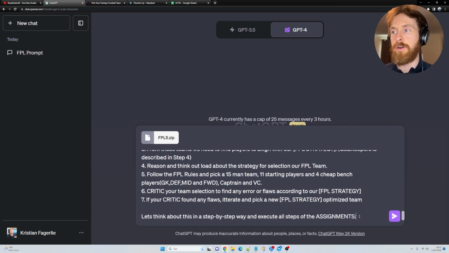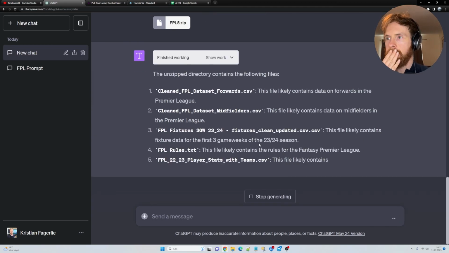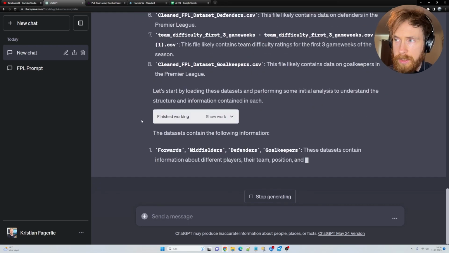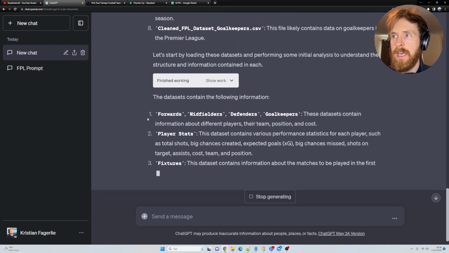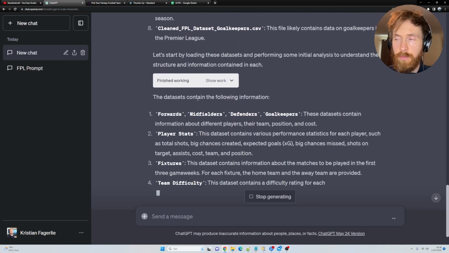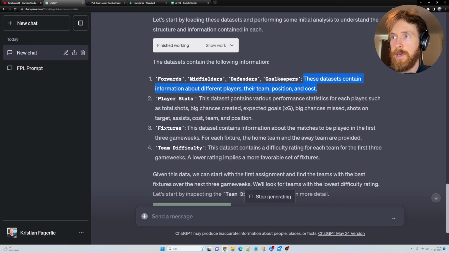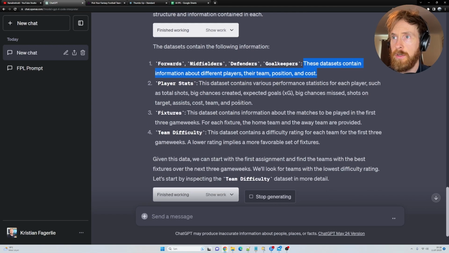Okay, so this is the first time I'm testing this, so let's just click submit. Okay, so here you can see now the model has read all of our data sets and it's starting to read out what it contains. So here we have forwards, midfielders, defenders and goalkeepers. These data sets contain information about different players, their team and position and cost.